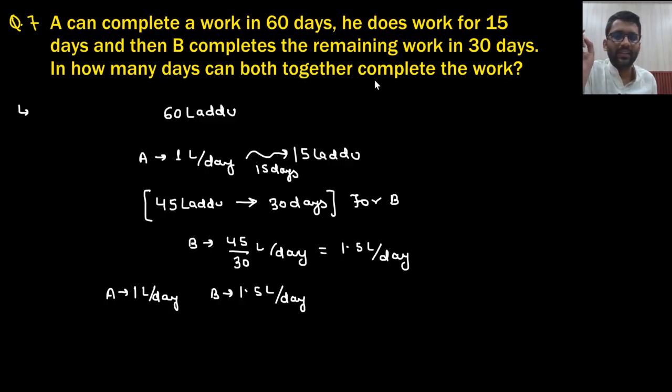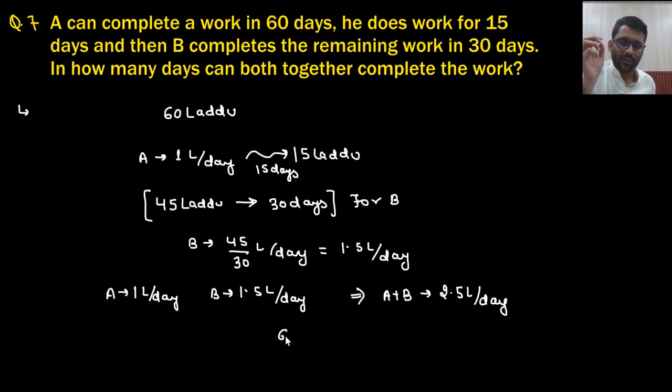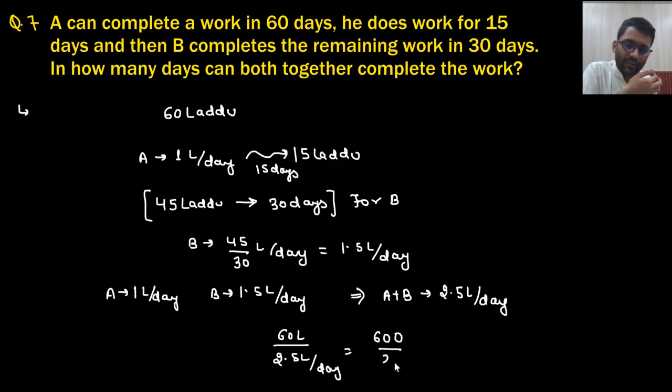Now in how many days can they both together do the work? If both work together, then A plus B would be eating 2.5 laddu per day. So how many days would it take? For 60 laddu to be eaten at 2.5 laddu per day, it would take 600 by 25.